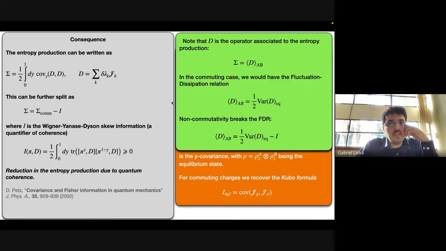Another way of seeing this is that we can also view the average entropy production as just the average of this operator D. In the commuting case, we would get the fluctuation-dissipation relation, that the average is just 1/2 of the variance. This would be the classical, famous fluctuation-dissipation relation. But when they don't commute, this is broken, and we actually get a violation of the fluctuation-dissipation relation by this factor I. So the average is no longer the variance, but it's reduced with respect to the variance by a factor I.